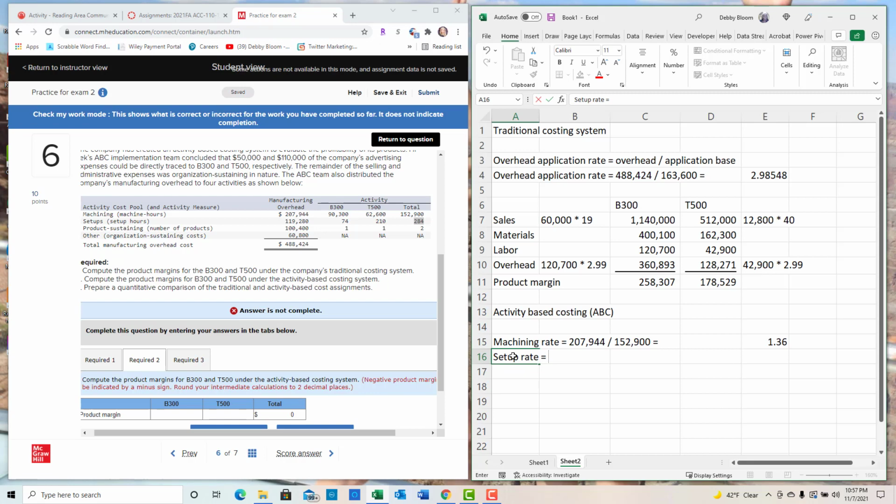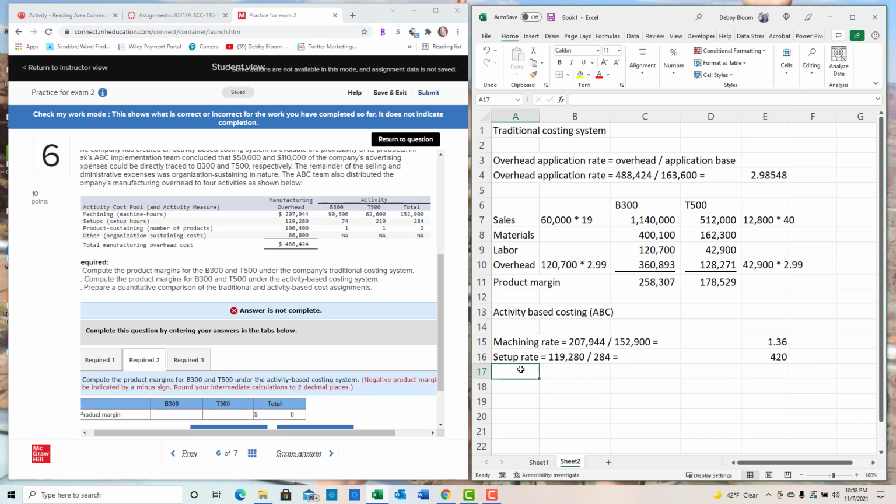We're going to take the setup overhead, the one in the overhead column, and divide by the total activity, which is still highlighted, of 284 setup hours. So for our setup rate, I'm going to take my setup overhead of 119,280 and divide by the total activity on the setup line, 284 setup hours, making sure to have my decimal points correct. 119,280 divided by 284, since I have columns C and D set for 0 decimals. We're going to get $420 per setup hour.